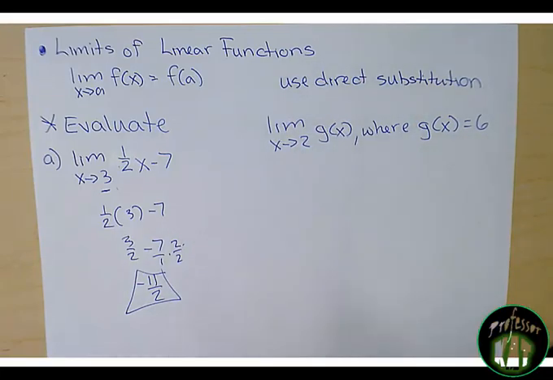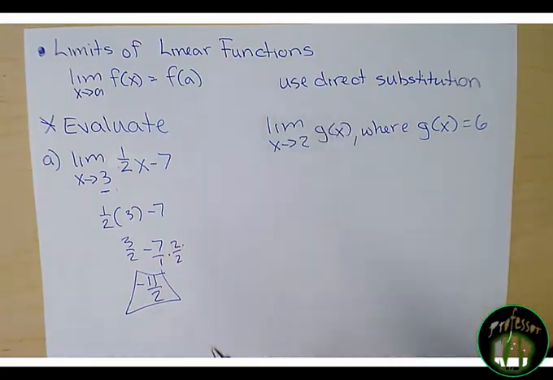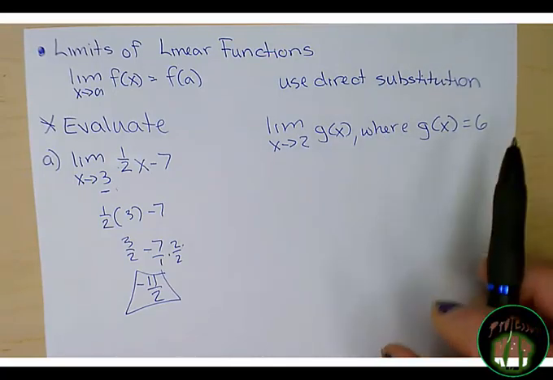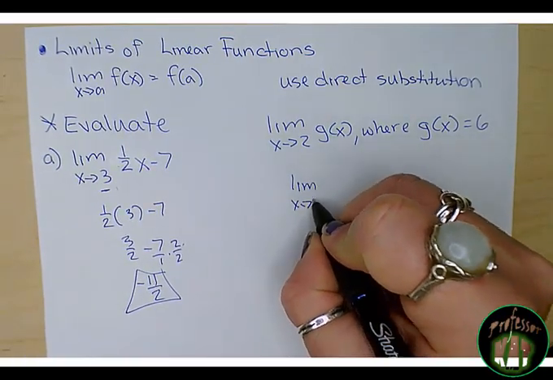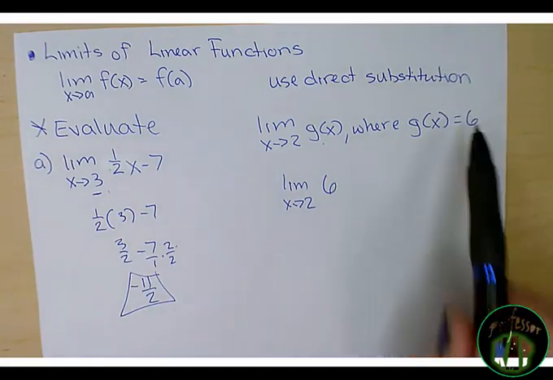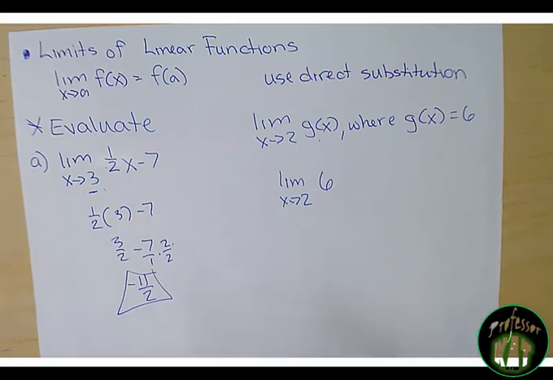For this next example, same thing. It is asking us to find the limit as x approaches 2 of g of x, where g of x is equal to 6. So what I'm going to do is rewrite this. They're asking us to find the limit as x approaches 2 of g of x, but they're telling us that g of x is equal to 6. All right, so we're just going to take that 6 and plug it in here.